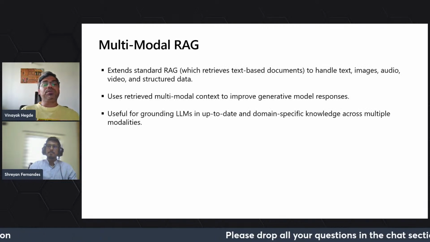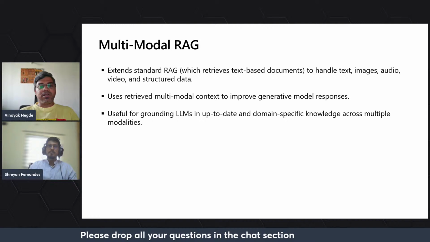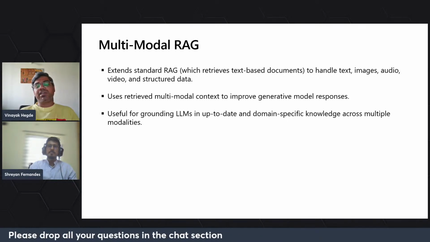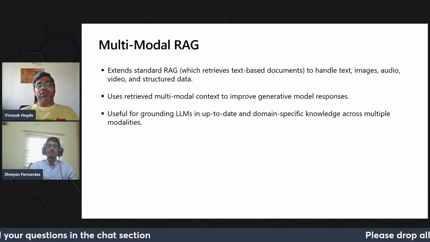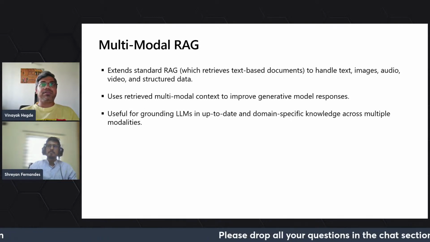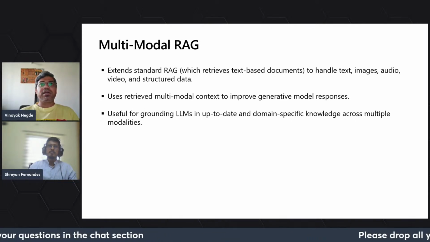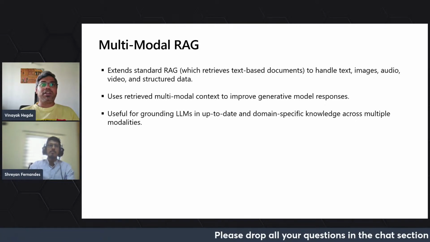So let's go into multimodal RAG, because that is one of the biggest upcoming usages of multimodality. It extends standard RAG, which retrieves text-based documents. Multimodality means it can handle text, images, audio, video, other structured data, 3D data, sensor data. It uses a multimodal context to improve generative model responses, right?